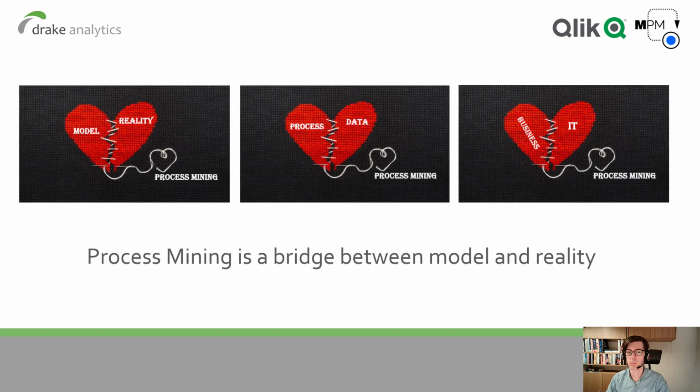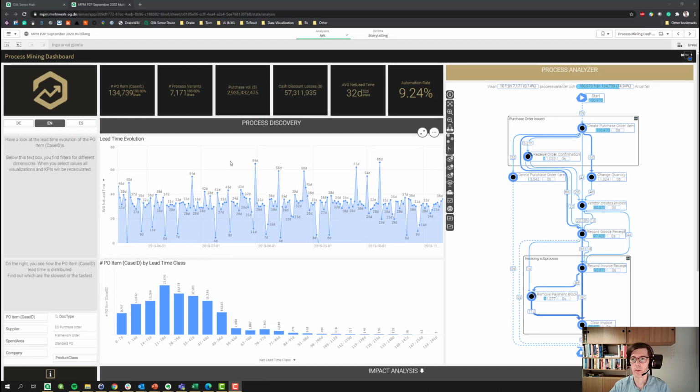This is a Qlik Sense application for analyzing a purchasing process. We can see that we have roughly 135,000 purchase order items and 7,000 variants of this purchasing process. This means that we have executed this process in around 7,000 different ways. We have a total purchasing volume of around $3 billion. We have a cash discount loss of $57 million. We have an average net lead time of around 32 days, and we have an automation rate of around 9%.